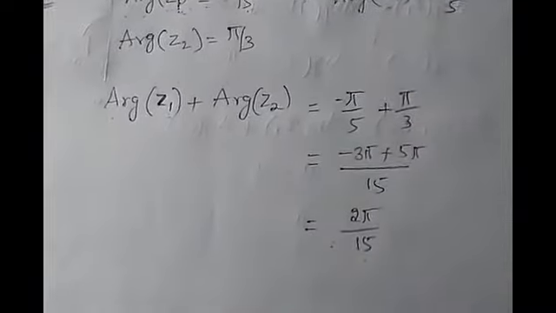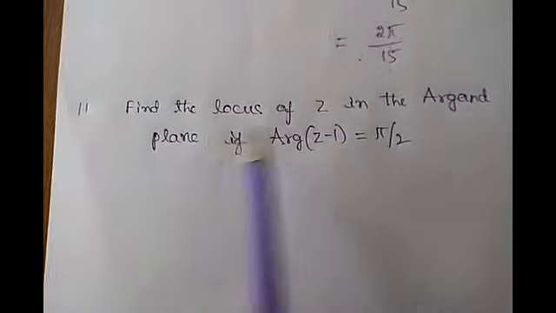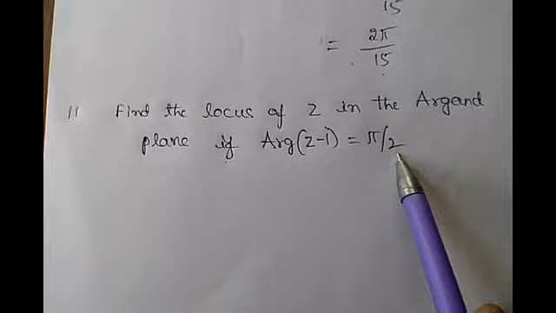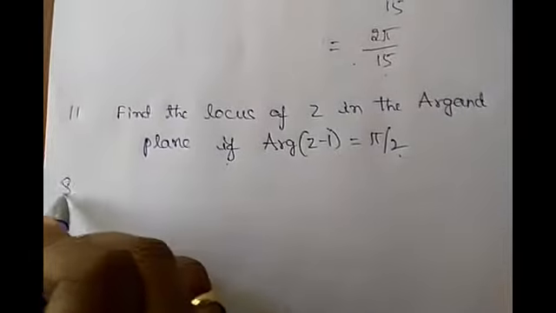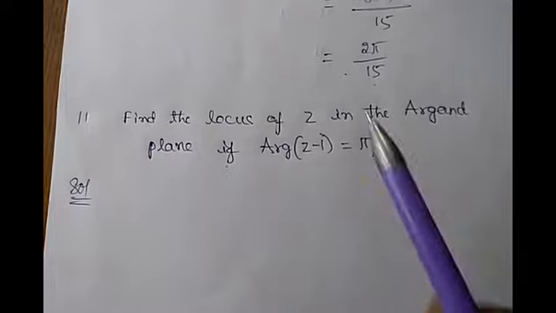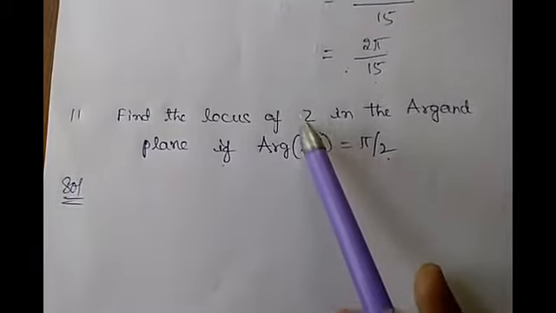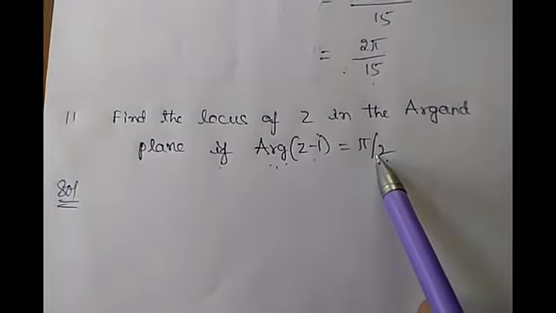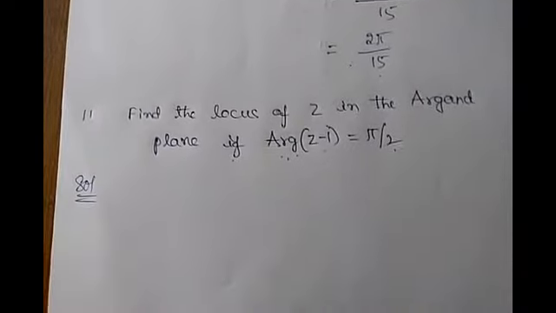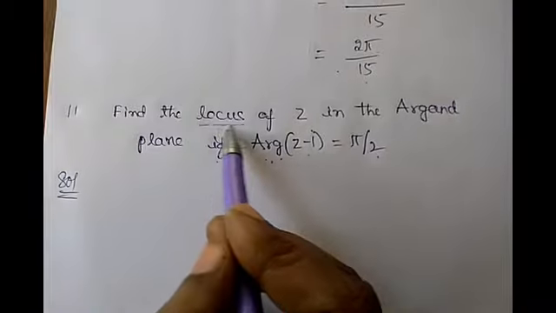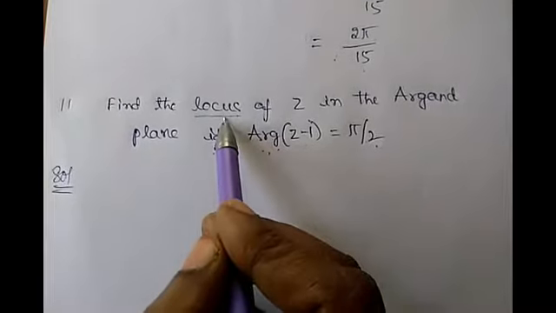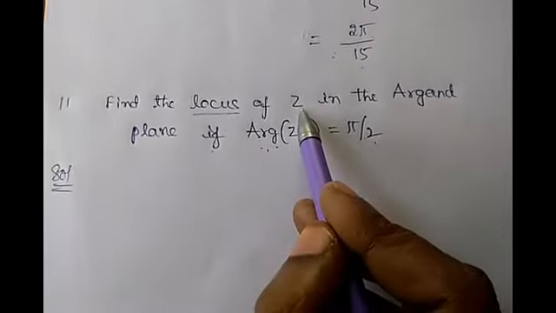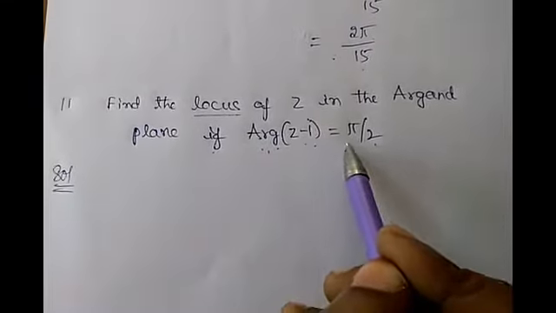Okay. The next problem is: find the locus of Z in the complex plane if argument of Z minus 1 is equal to pi by 2. Solution. What is given here? Find the locus of Z. We have to find the locus of Z if it satisfies the condition, argument of Z minus 1 is equal to pi by 2. What is locus? In your previous classes, you know that locus is a set of all points which satisfies some specified conditions. So we have to find out the locus of Z which satisfies argument of Z minus 1 is equal to pi by 2.